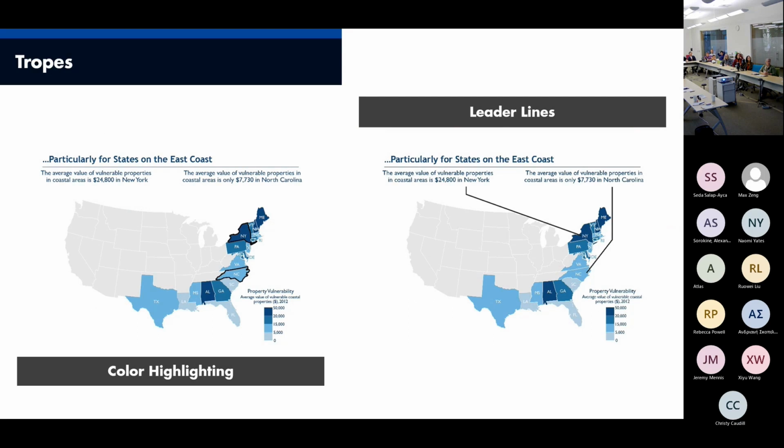And here are 2 examples where we applied the 2 tropes on the same panel. So in our sea level rising story, we try to focus our audience's attention on the 2 geographic characters, which are New York and North Carolina, the protagonist and antagonist in our story. For the one on the left, we apply this black outline around the states, which is our color highlighting trope strategy. And for the one on the right, we use this black line to point to the states directly, which is our leader line trope strategy.